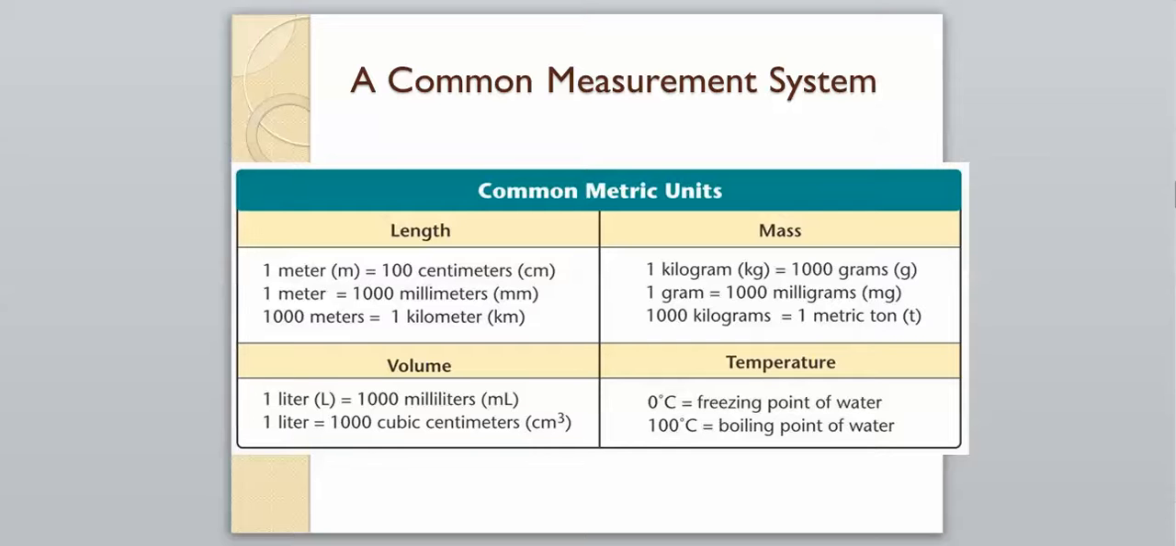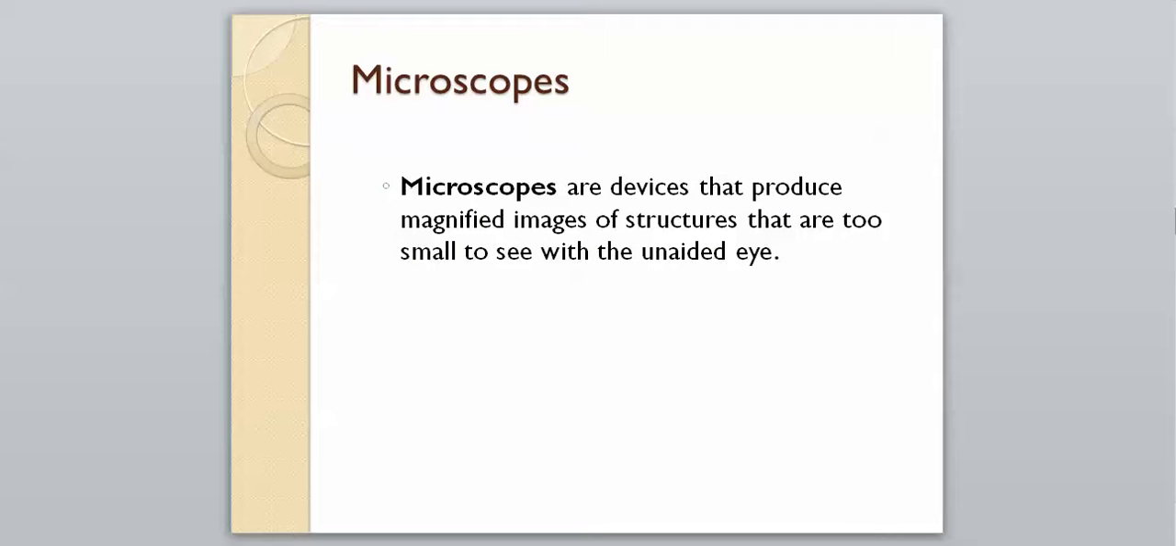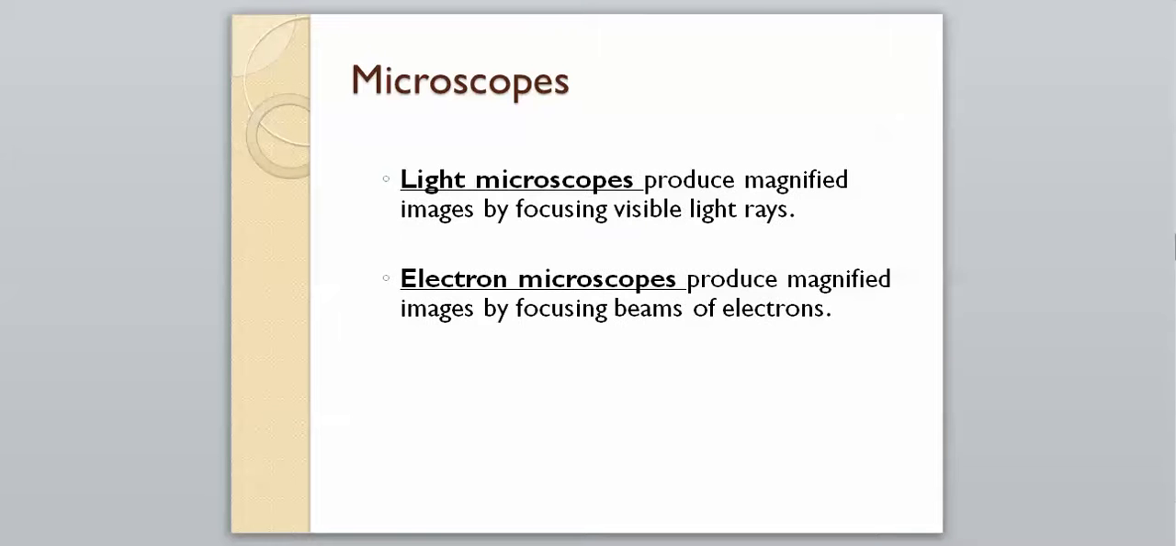So moving on from our measurements, we're going to look at some tools that we have. The first tool, and it's a really big tool, is microscopes. These are devices that produce magnified images of structures that are too small to see with the unaided eye. We have two types of microscopes. We have light microscopes that produce magnified images by focusing visible light rays. If we ever use microscopes in class, these would be the ones we would use. And then there are electron microscopes, and these produce magnified images by focusing beams of electrons. Electron microscopes are only going to be found in the big science labs. They're used to look at extremely tiny things.